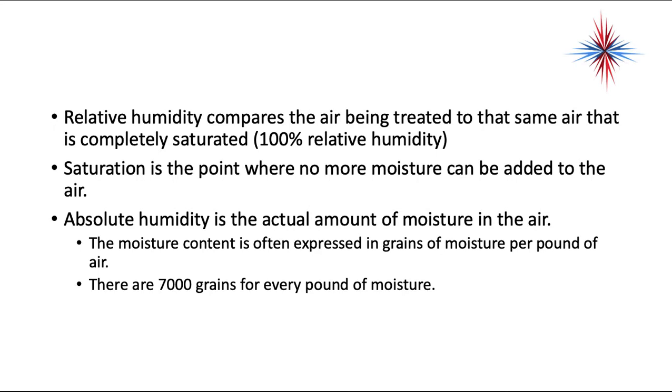Okay? Absolute humidity is the actual amount of moisture in the air. The moisture content is often expressed in grains of moisture per pound of air. There are 7,000 grains for every pound of moisture.